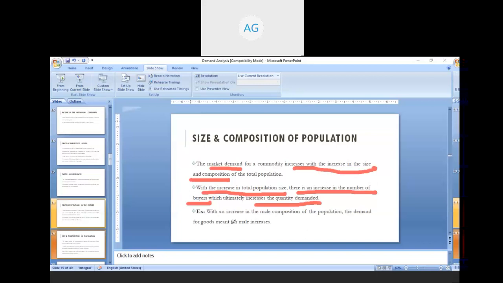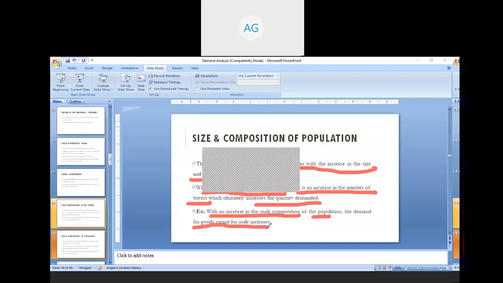A basic example is that with the increase in the male composition in the population, the demand for goods meant for males increases. In a similar way, if there is an increase in the female composition of the population, then demand for goods meant for females also increases. So basically, the demand is dependent on the size and composition of the population.